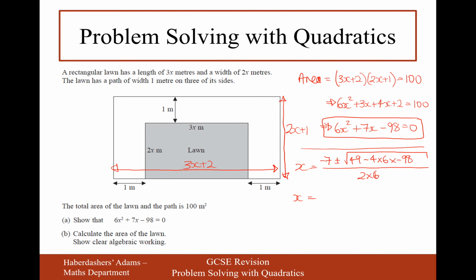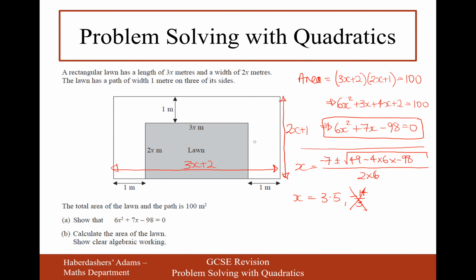So you can't see it, but I'm now typing it into the calculator. Negative 7 plus the square root of 49 minus 4 times 6 times minus 98, all over 12, and that gives me 3.5. And if I have the negative solution, I'll get a negative answer, that'd be minus 14 over 3. No matter what it is, it's negative and it won't be a dimension in a real life problem.